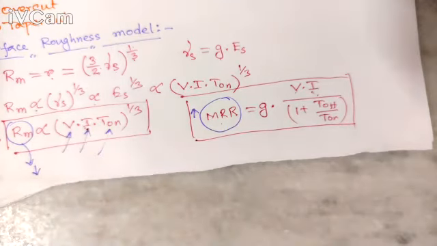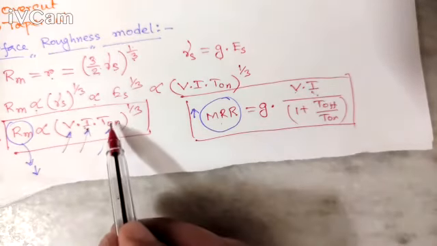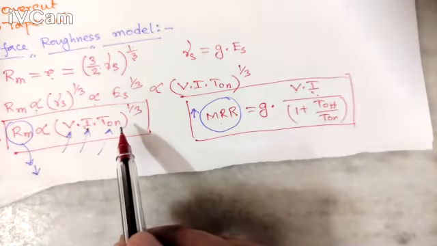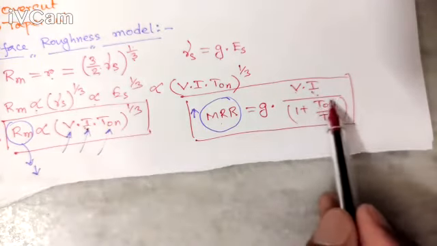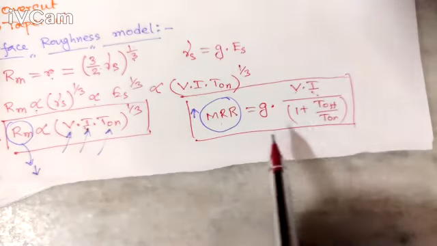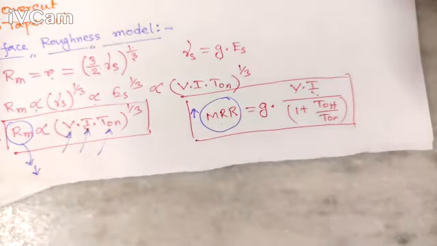Then what to do? We have to somehow reduce the value of T on as well as T off in order to get good surface roughness as well as MRR, but that is not possible. There is some limit up to which we can reduce T on and T off. Otherwise, it will be difficult for us to continue the machining operation.